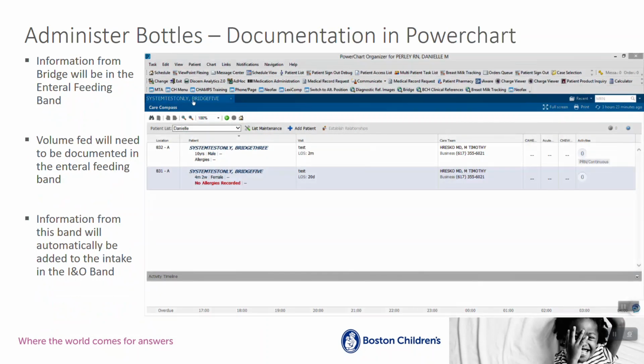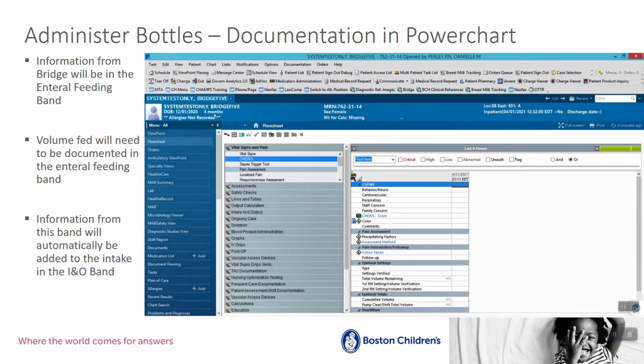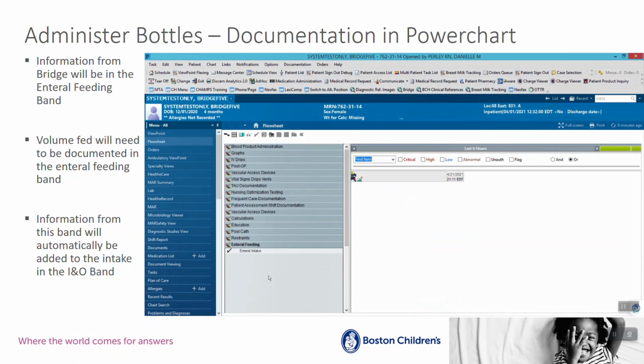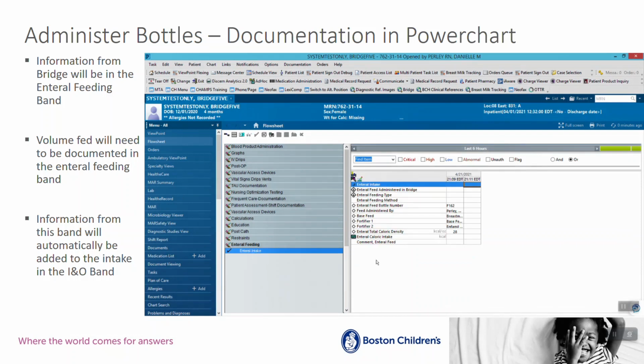To complete the documentation, you will go into PowerChart, open the new enteral feeding band. This will be right below I's and O's for everyone. Select the enteral intake field. Here you will see the information that has come in from PowerChart for the bottle I just administered. This will work a lot like the blood product administration. So here I will say, yes, I did this in Bridge.